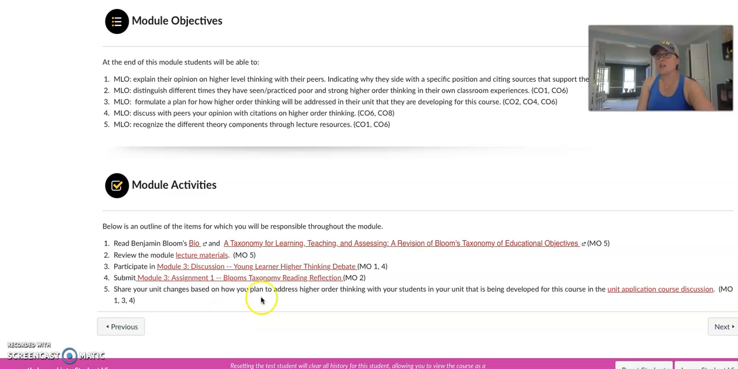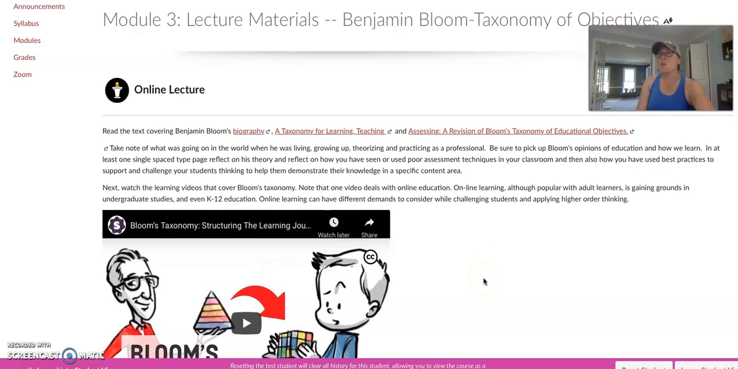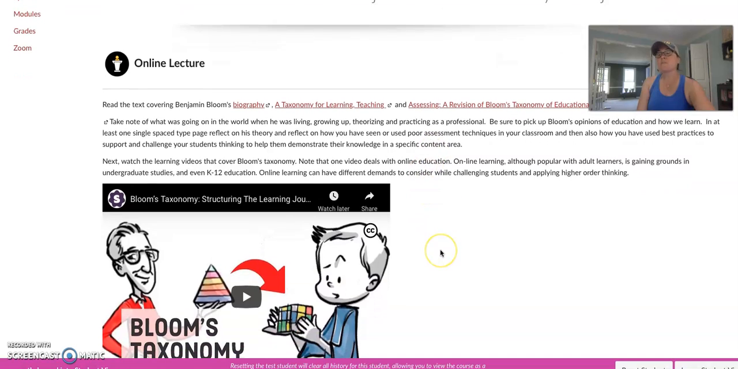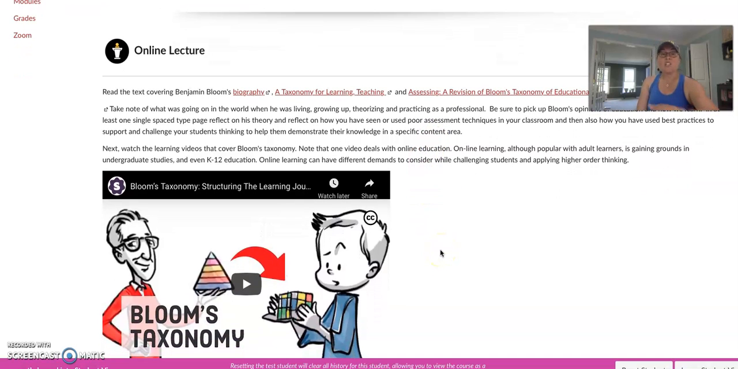Let's scroll on down here. This is everything that you're doing, but I like looking at it through this view a little bit better. You are going to read the text covering Benjamin Bloom, his biography, and then also going further into the idea of his taxonomy for learning and his educational objectives. While you're reading that, remember, just like for the past theorists, where was he born? What life did he live? How does that affect how we're going to think about his theory?